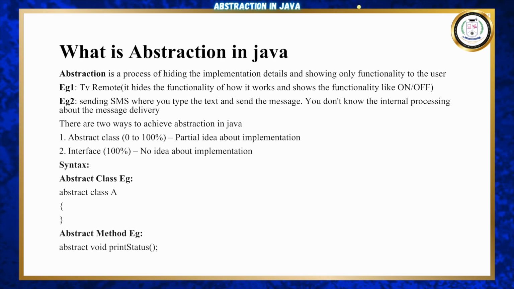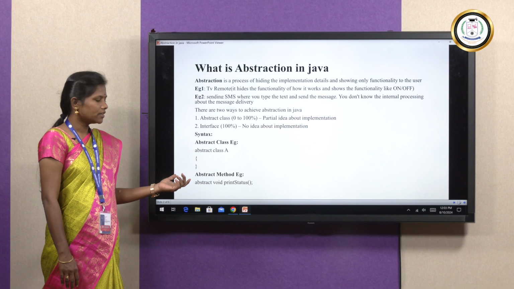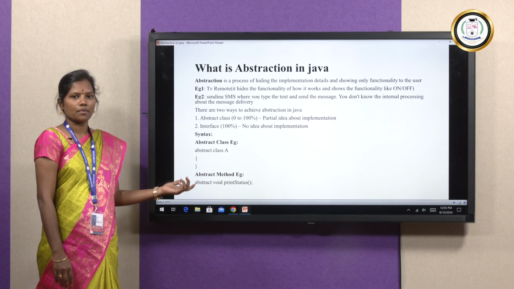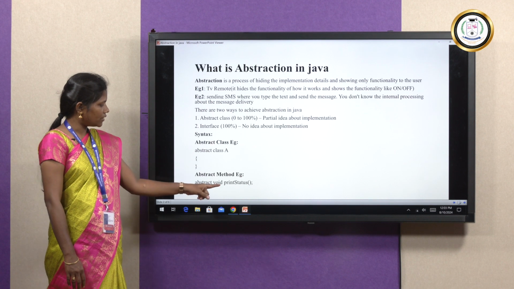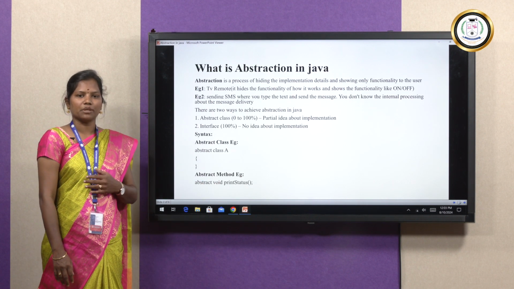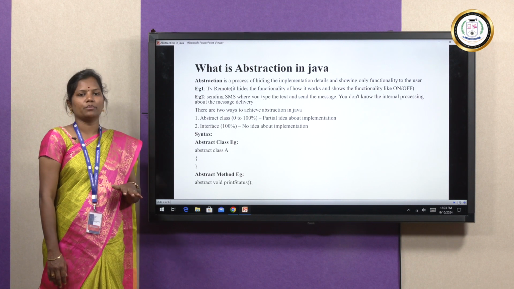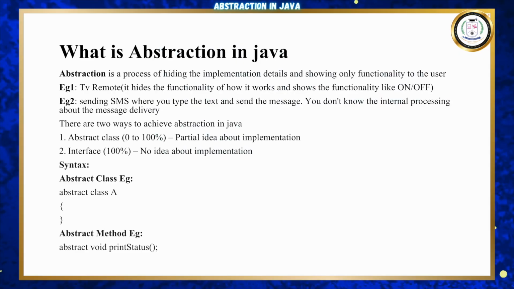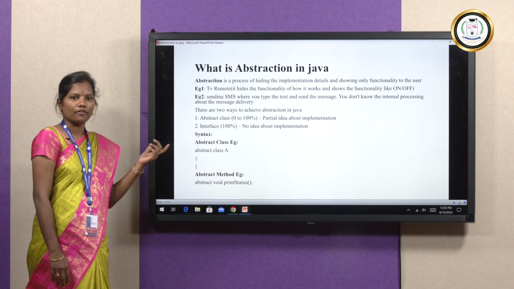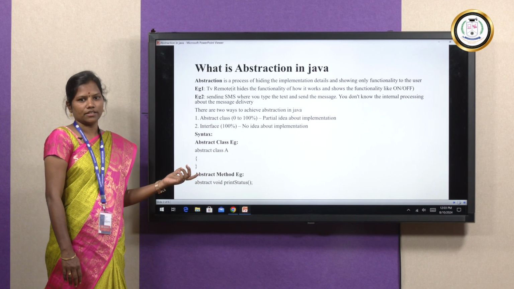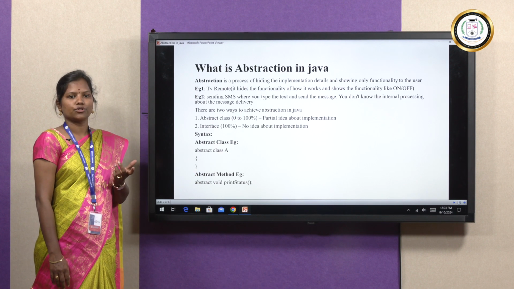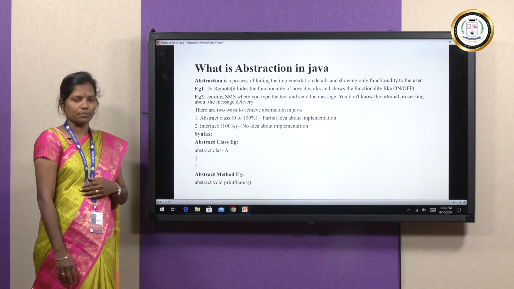For an abstract method, here also we have to use the abstract keyword: abstract void print status. Print status is the abstract method here. I have given a semicolon because it is an unimplemented method, which means we don't provide any implementation details. If we have partial implementation, we can use an abstract class. First we declare the unimplemented method, and in the next class we show the implementation for it.